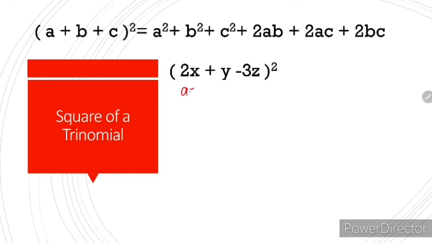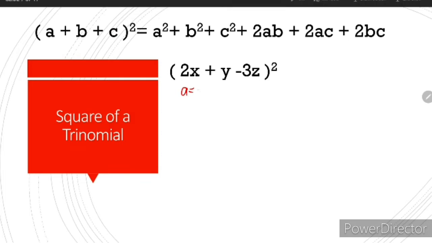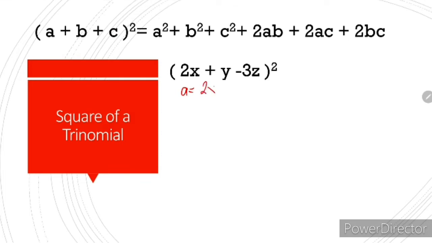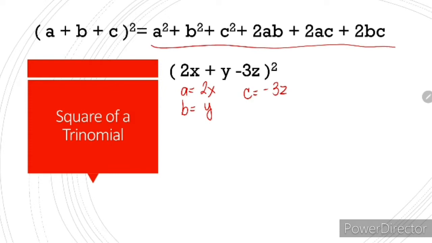Okay, let us determine which is a. So, yung a natin is 2x, b is y, c is negative 3z. Okay, let us apply this one. Sa substitute lang natin. So, a is 2x. So, (2x) squared plus b is (y) squared plus c is (negative 3z) squared.